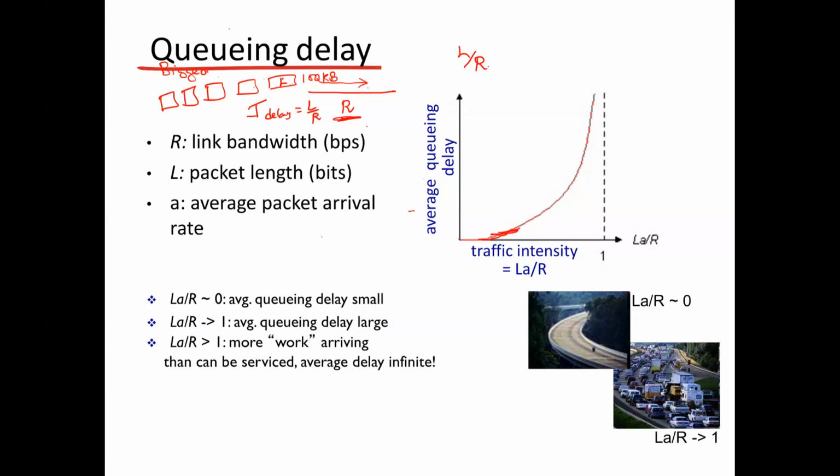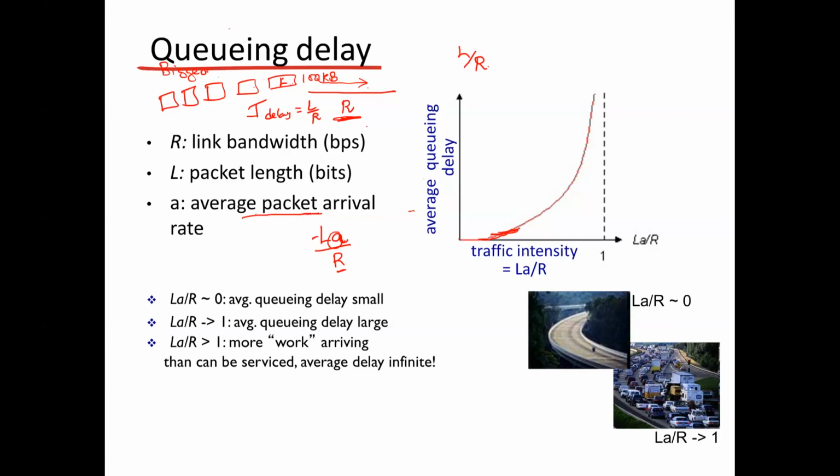So the formula for traffic intensity is LA by R. What is L? It is the packet size, R is the transmission rate, and A represents the average arrival rate of the packets. Okay, how many packets are arriving per second? So the more packets arrive beyond the capacity of the link, definitely they will have to wait in the queue before they get processed, and therefore the queuing delay increases.